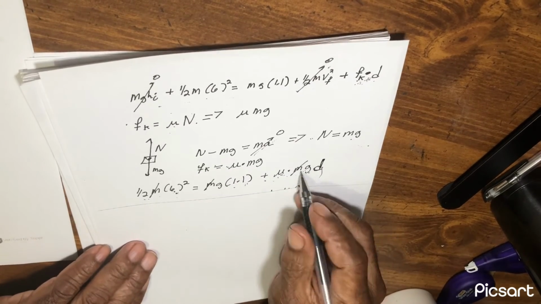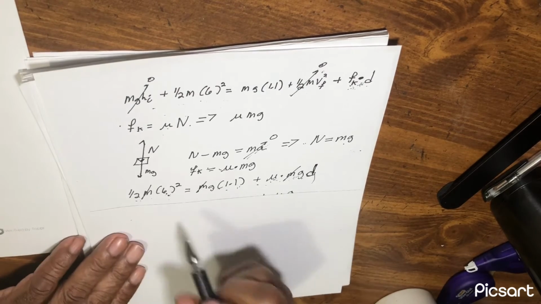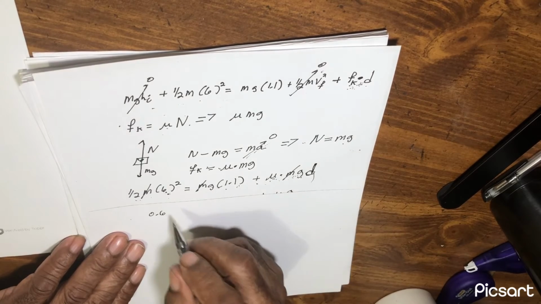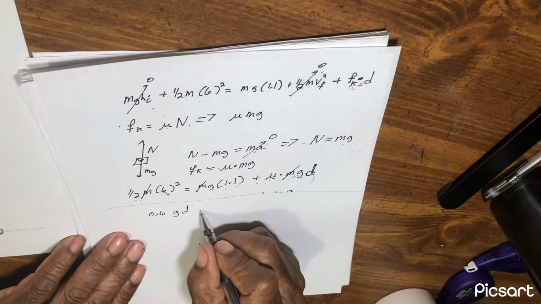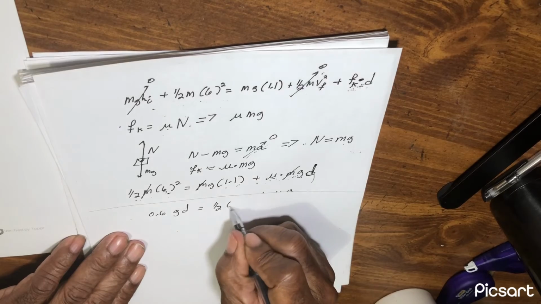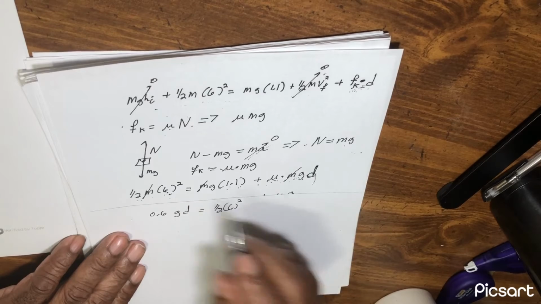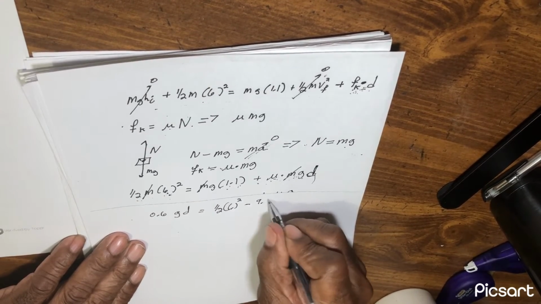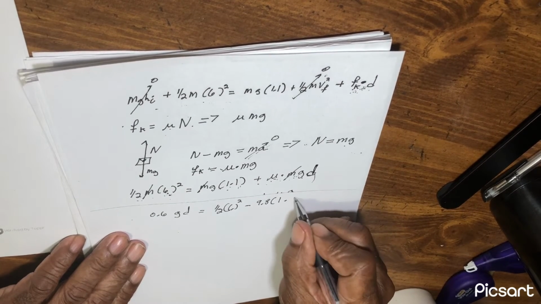So we have mu, which is given to us as 0.6, 0.6 times g times the d we're looking for. It's going to equal 1/2 times 6 squared. This goes on the other side, so that's minus 9.8 times 1.1.